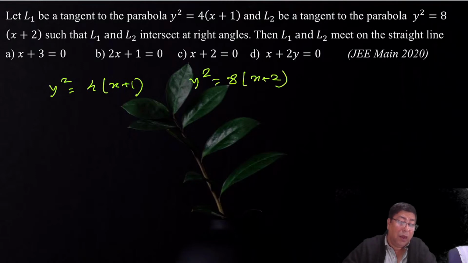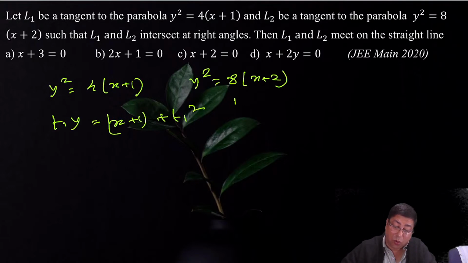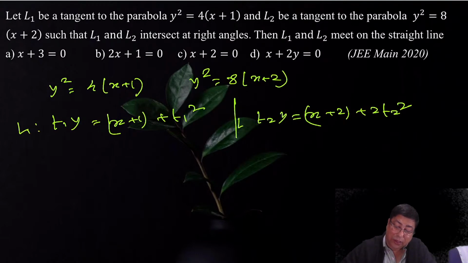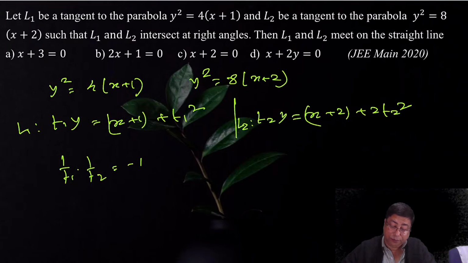So y square equal to 4 into x plus 1 and y square equal to 8 into x plus 2. Tangent to the first is t1y equal to x plus a t1 square, where x means x plus 1, a means 1, so t1y equal to x plus 1 plus t1 square. Tangent to the second is t2y equal to x plus 2 plus 2t2 square. This is L1 and this is L2. L1 and L2 are perpendicular, so t1 t2 equal to minus 1, and this is very important and very frequent.